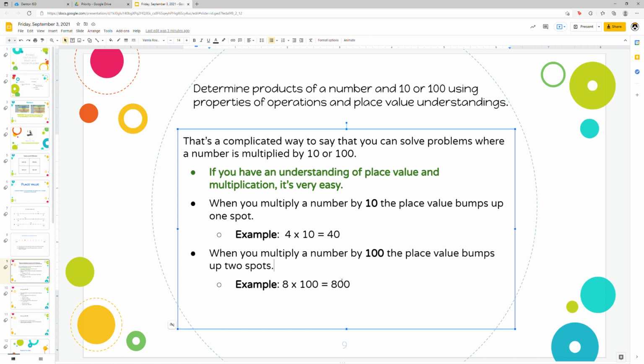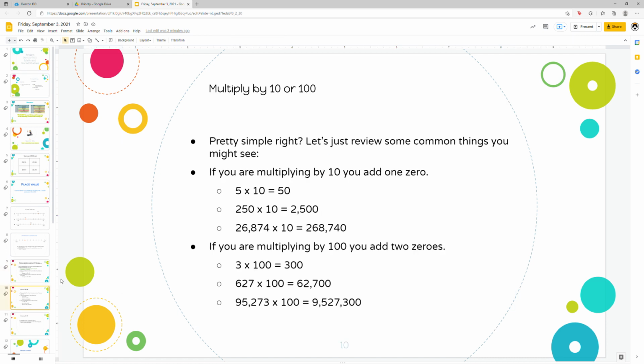Same with multiplying by 100 or even a number greater than that. If I'm starting with 8, I'm multiplying by 100, it's going to add 2 zeros. So I'm taking that 8, adding my 2 zeros, it's 800. Pretty simple, right? Let's just review some common things you might see. You do have to be careful with those zeros. If your starting number has zeros in it too, you've got to make sure you add on those extra zeros still. But let's start here.